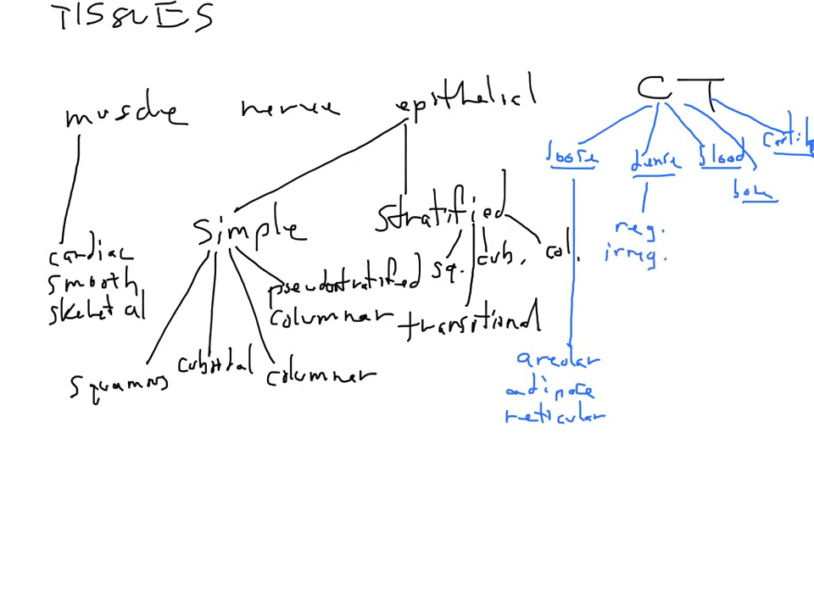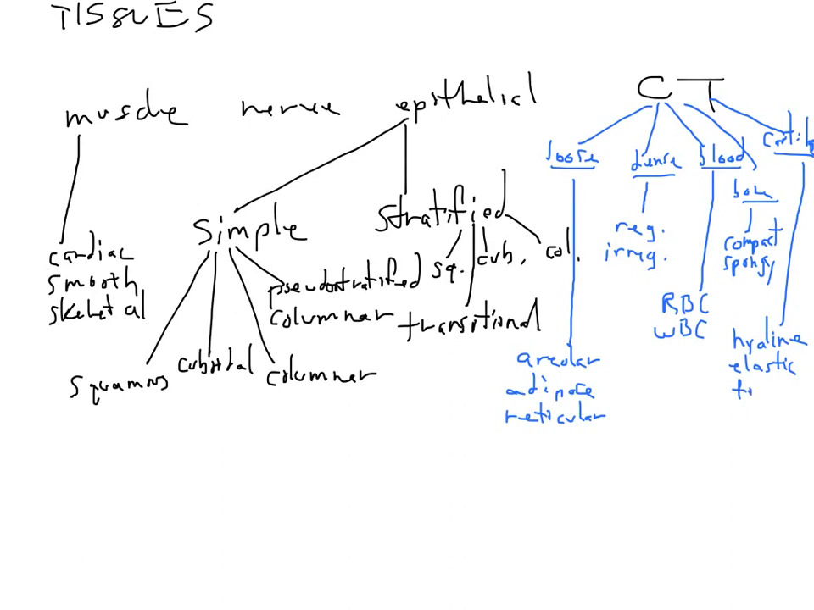Again, there are no diagrams on this exam. Blood, there are red blood cells and white blood cells. Red blood cells being more common. Bone comes in 2 varieties, compact and spongy. And cartilage comes in 3: hyaline, which is the more common one, elastic, found in the ear, and fibrocartilage, found in the knee and in the vertebra.